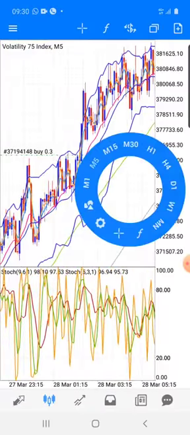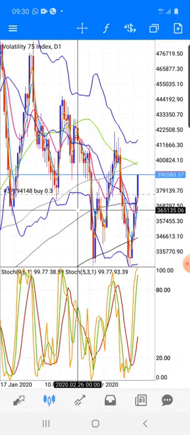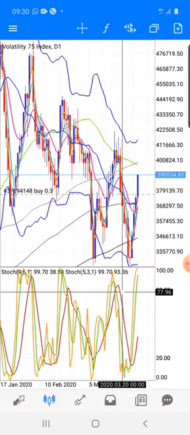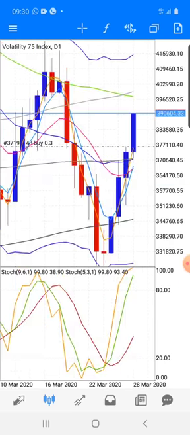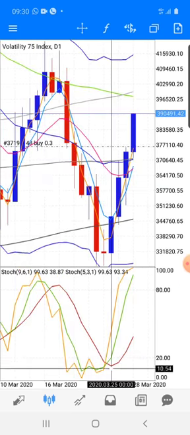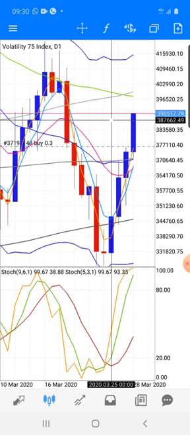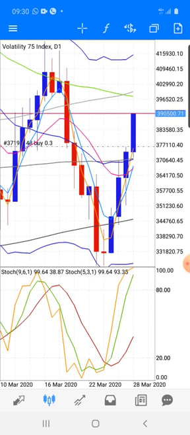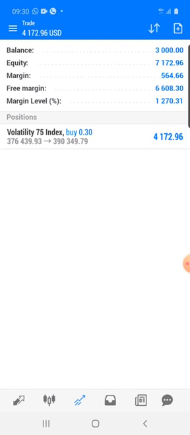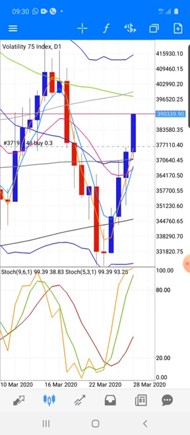But on the daily, the green was still going up. So even though the green was coming down on the 5 minutes, the daily green was still up. So I know there's still space for it to move up. And then the yellow too was still pointing up. So I know there's still space for it to move up.